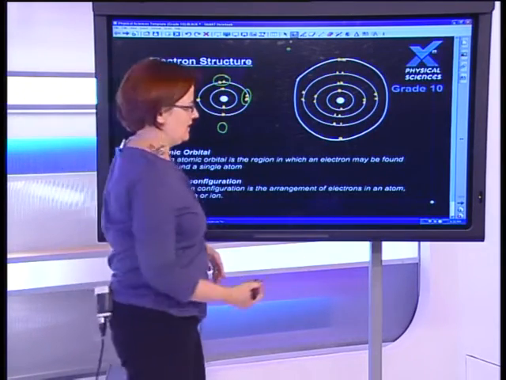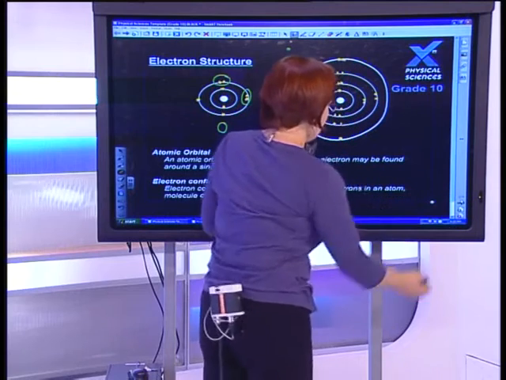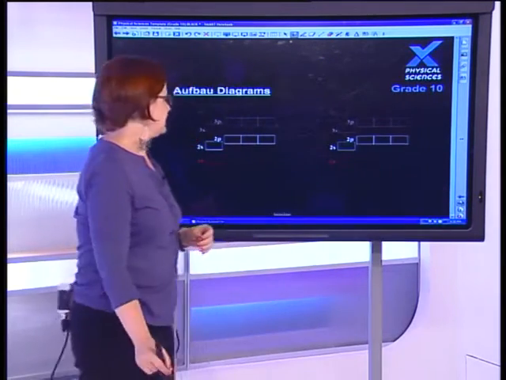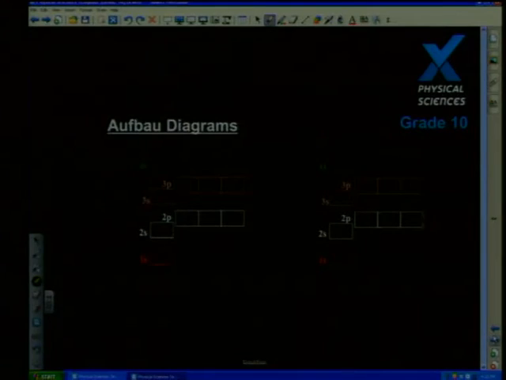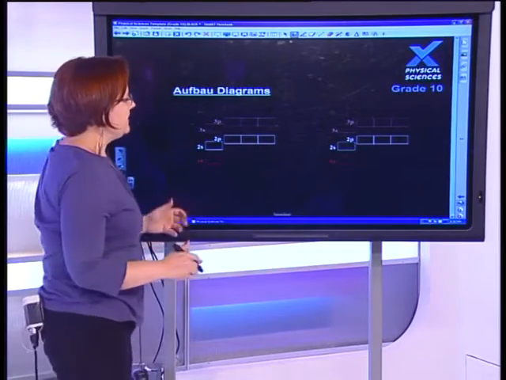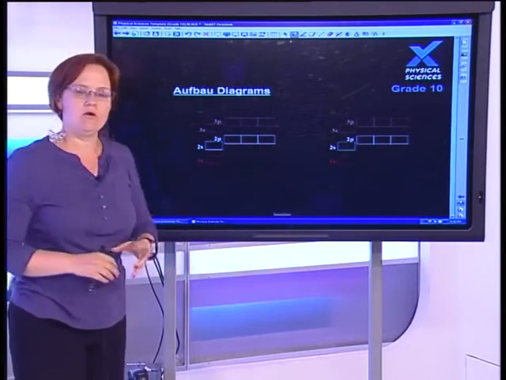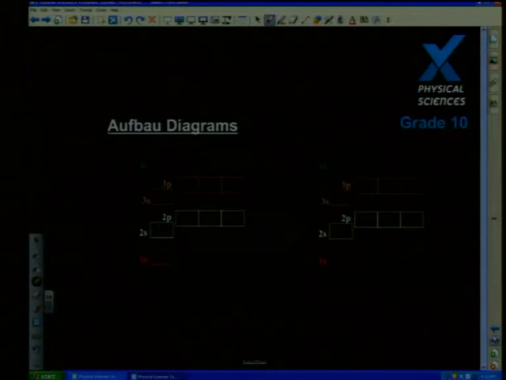So we're going to look at the Fby diagram. An Fby diagram is actually such a useful tool for us because instead of representing our energy levels as circles, we represent them as blocks. And we've actually broken it up into a set of blocks where we have 1s, 2s, 2p.